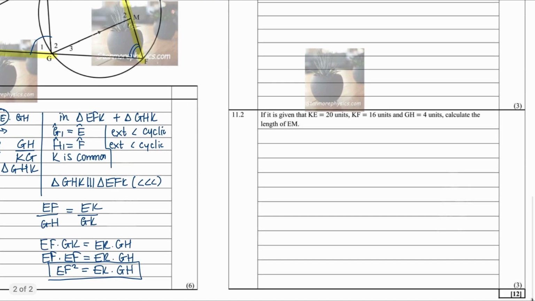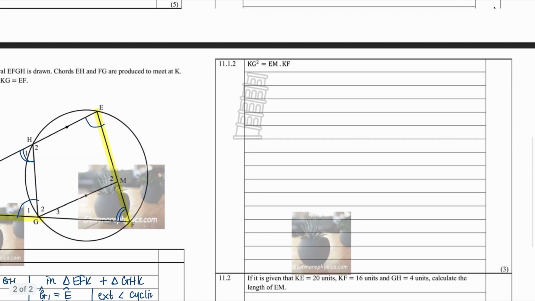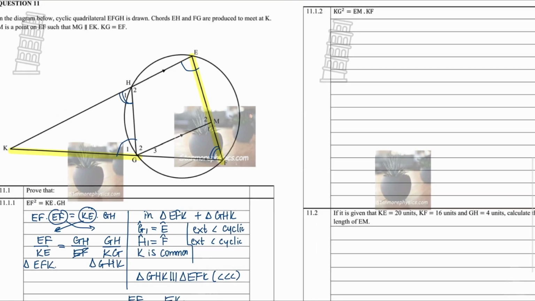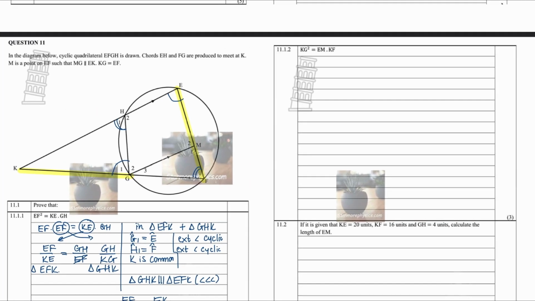All right, now let's take a look at the next question. So the next question says, prove that KG squared is equal to EM times KF. So what we can do here is, if we focus in on this big triangle right here, because these lines in green are parallel, it means that the sides of those triangles are going to be proportional.